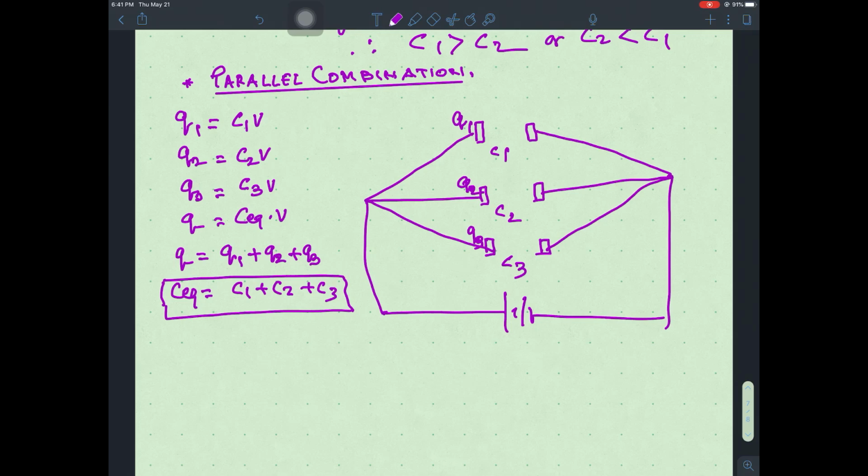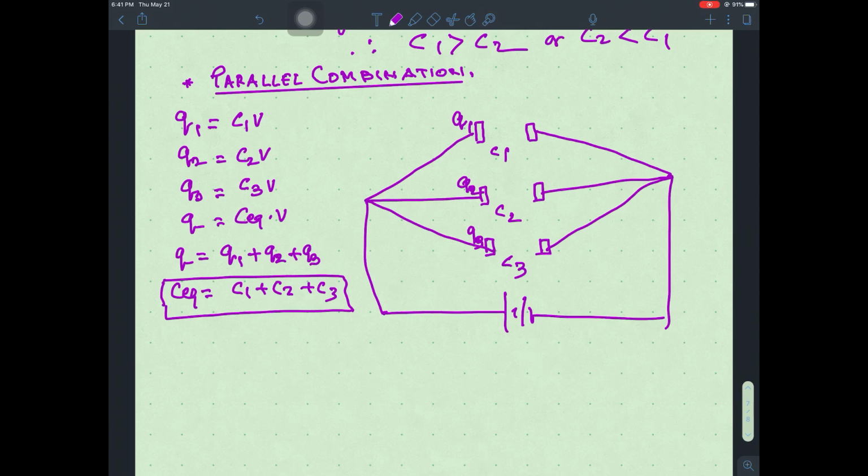In the parallel combination, each plate of the capacitor is directly connected with the source. So the potential difference across each capacitor remains the same. The charge on each capacitor is different.